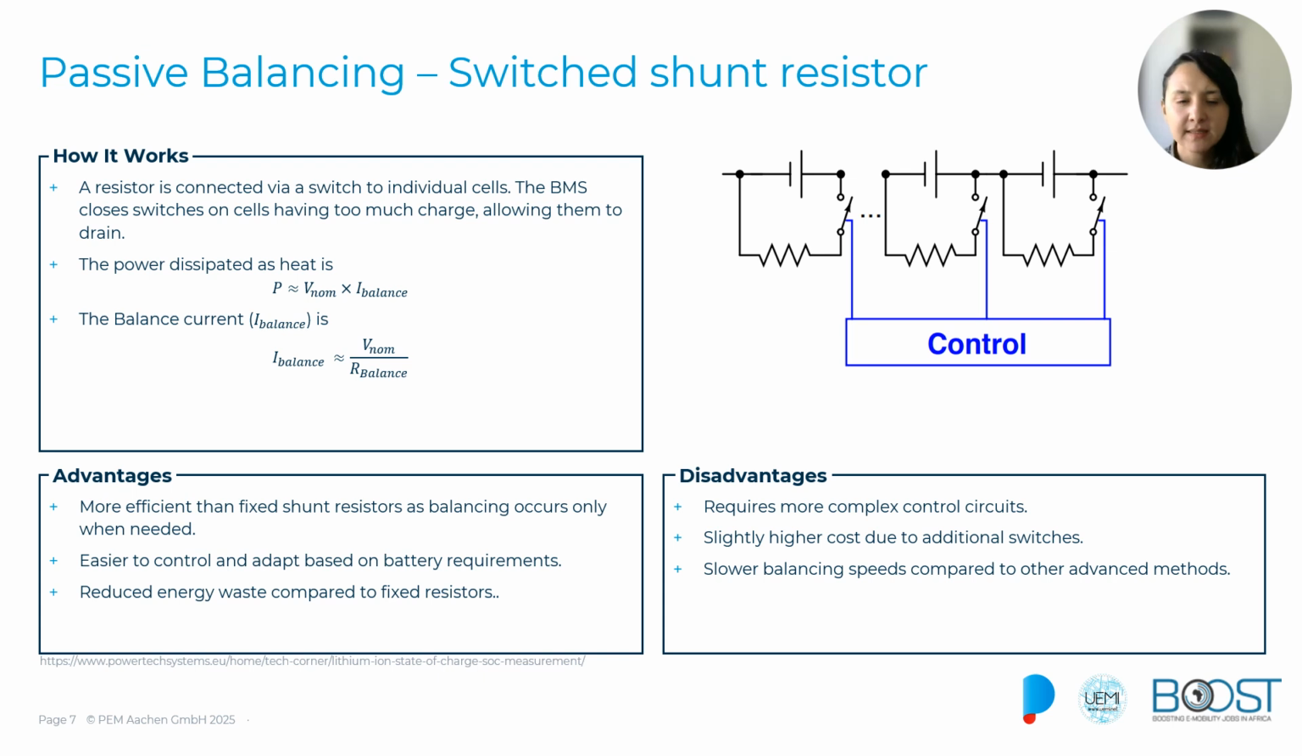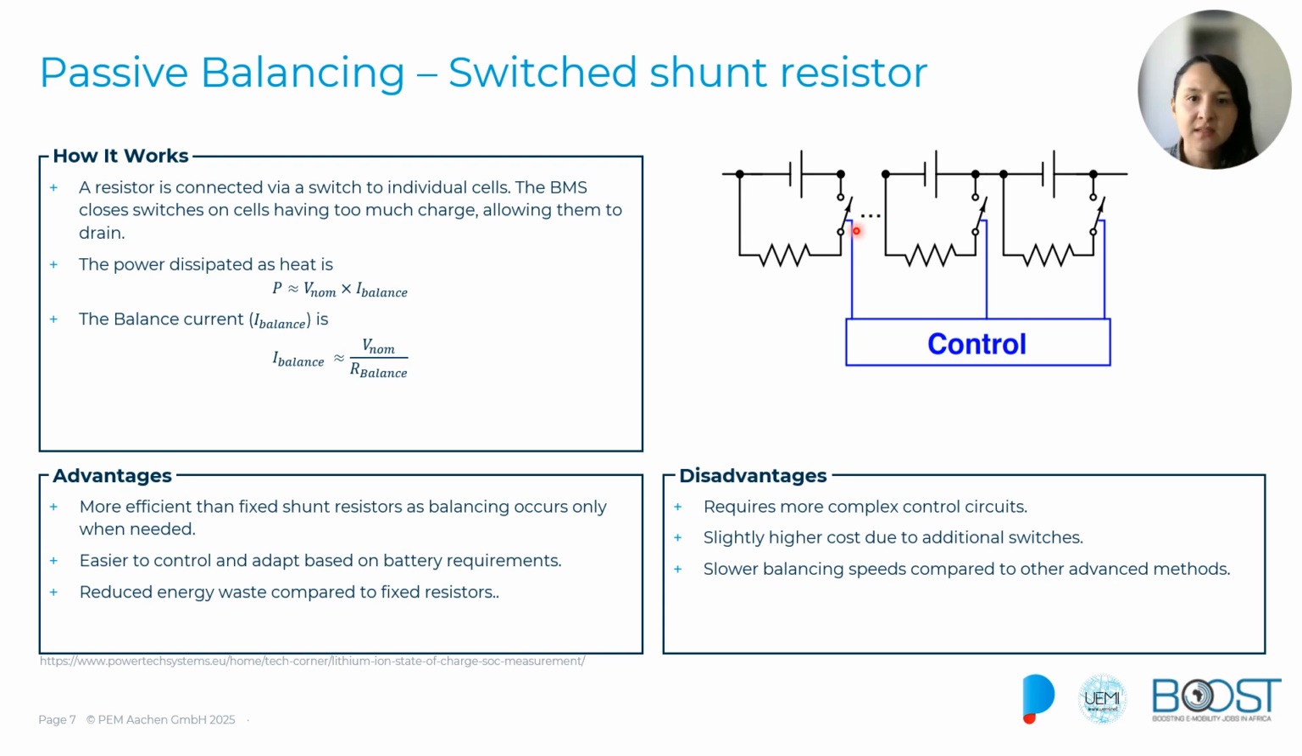The next balancing method is the switched shunt resistor. This method provides much better control of the balancing process compared to the previous one. In this case, the resistors are not permanently connected to the battery cells; instead, we use a switch, typically controlled by our BMS, and this switch will connect and disconnect the resistors only for those cells that need to waste energy.